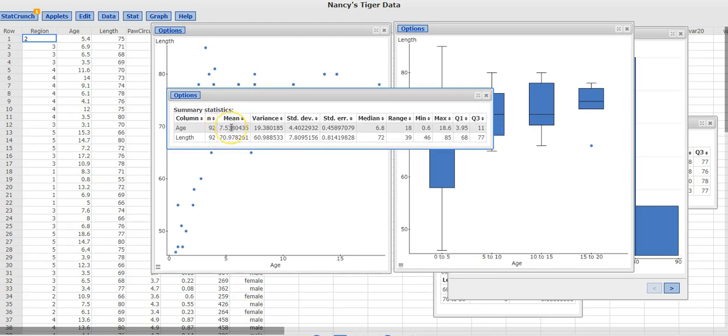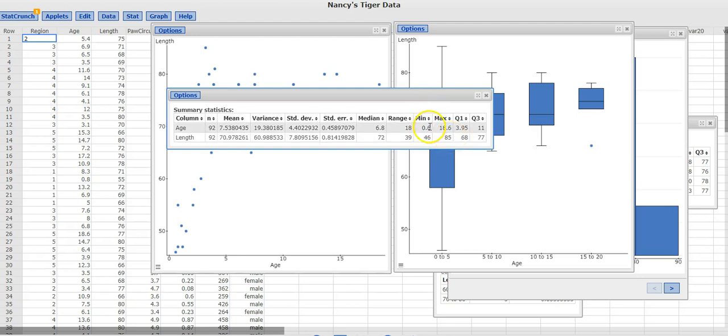So this one, I can see that average age is about 7.5. I've got a fairly big range of ages. This goes from 0.6, which would be those cubs, up to 18.6, which is a pretty old tiger. And then for the lengths, I can see kind of what the center of the lengths is. The mean is about 71 and the median 72. I can see my minimum length is 46, my maximum is 85.